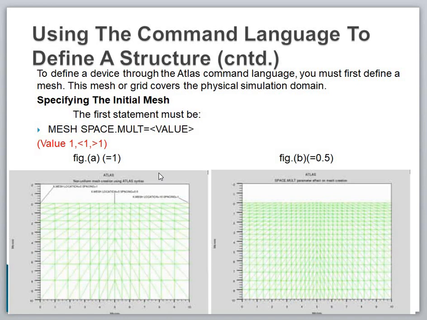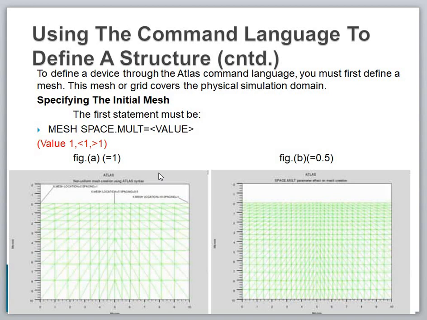You can assign the value 1, less than 1, or greater than 1. It is actually a multiplying factor applied to the meshing value. If you choose 1, then the spacing value stays the same. If you use the multiplying factor 0.5, then it will make the meshing coarse. For example, if the spacing is 10 nanometer, it will be multiplied by 1 by 2 and become 5.